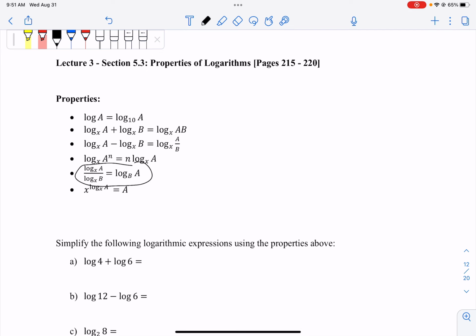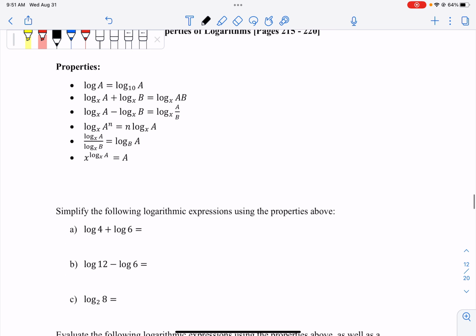If you have two logarithmic expressions divided by each other that have the same base, all we do is the big number in the denominator becomes your base, and the big number in the numerator becomes whatever your logarithmic argument is. And finally, x to the log base x of a, these two cancel out. So the answer is just a. I won't get into why that is, because you guys should have already learned that in grade 12. But for those that haven't taken it yet, you'll get to figure it out this year.